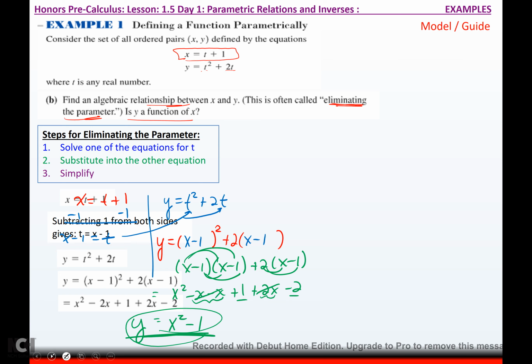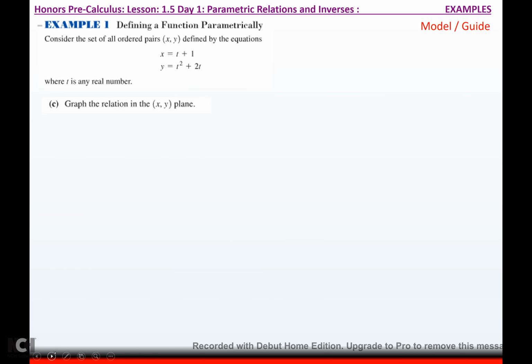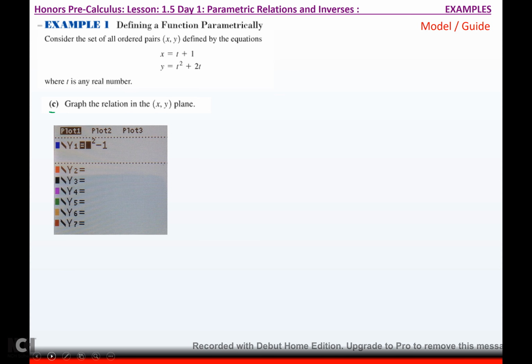Oh, I forgot I animated that. Sorry. Alright, so then it says, consider the set of all ordered pairs x, y defined by the equation. Same thing, working on the same problem. Now we're on C. They want me to graph the relation in the xy plane. Again, we already did that. I already had my points in, remember?